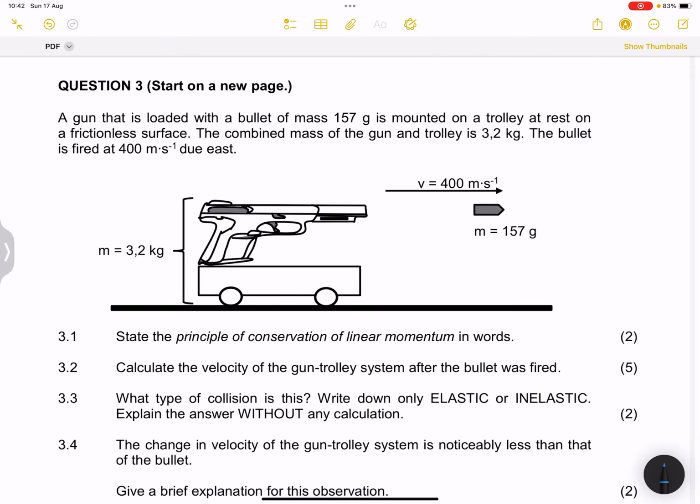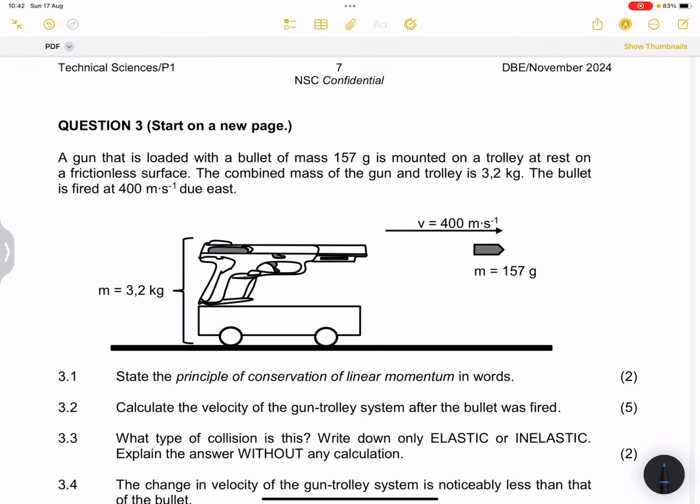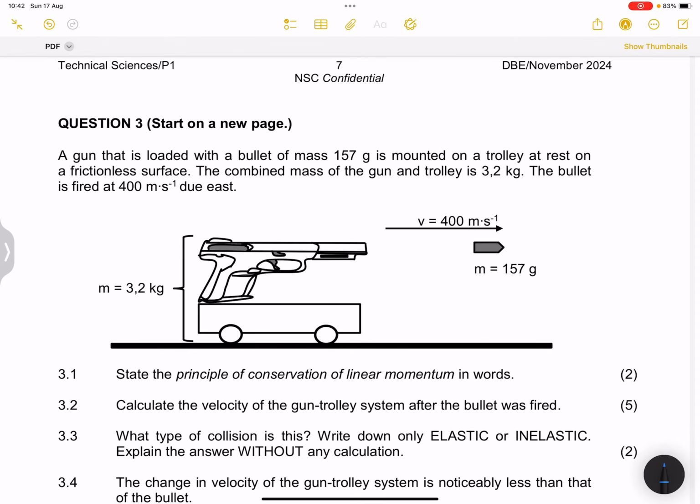All right, so we are looking at question number 3 from our technical science paper 1 from November 2024.